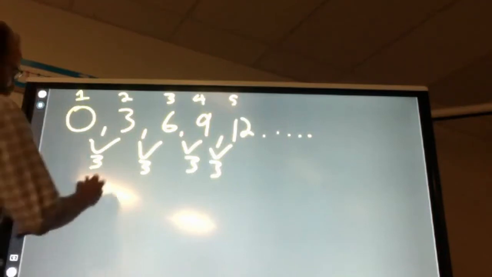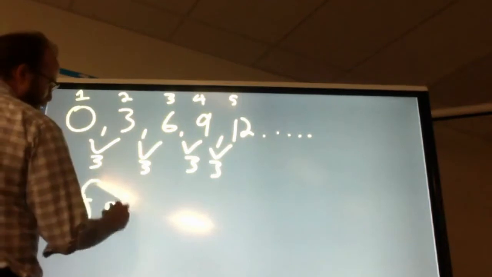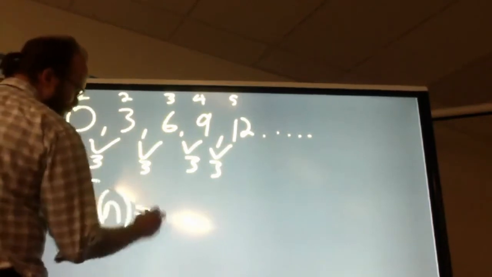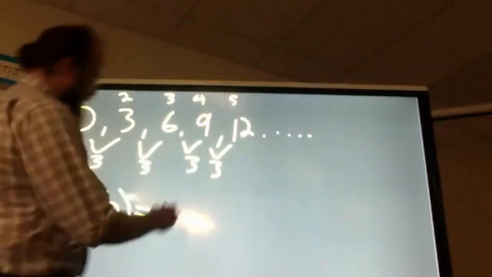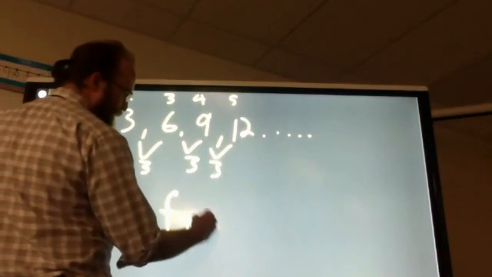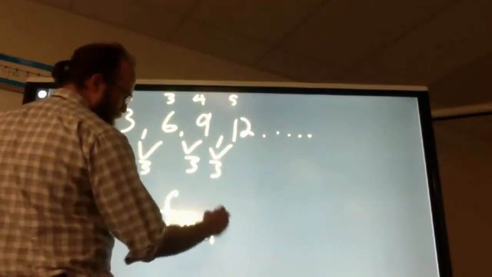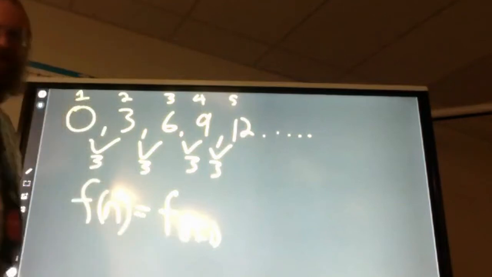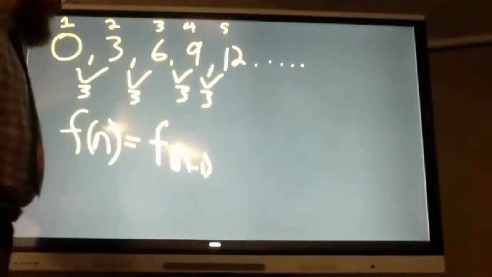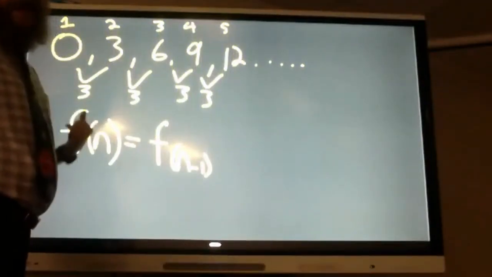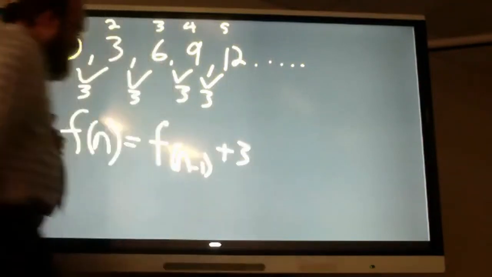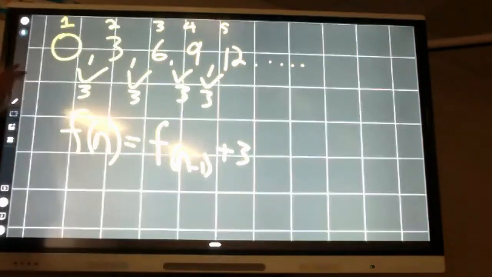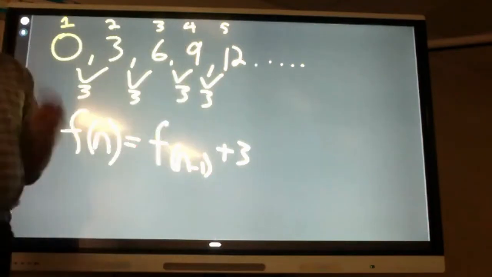The very first step is to write what a recursive equation looks like, and they are always going to look the same. They're going to have f of n on one side, and they are going to have f and n minus 1 in the subscript. So this n minus 1 is referring to the step before. And then all we have to do is add or subtract our common difference. In this case, that's plus 3. So our recursive equation looks like this: f of n equals f of n minus 1 plus 3.